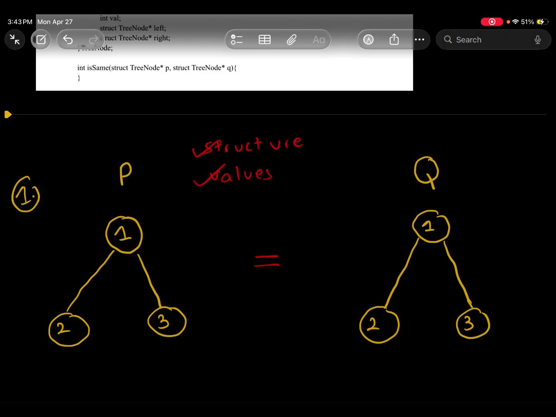So in this case, you tell me, just by looking at it, are P and Q equal? Yes, they're equal, right? Because the structure is the same: one node, one node, and the root node has a left and a right child in both. The value stored within each node is also the same. The root node has one value, the left child has two, the right child has three. So the values and the structure are both identical, and I can safely say that P is equal to Q. So this is one example.